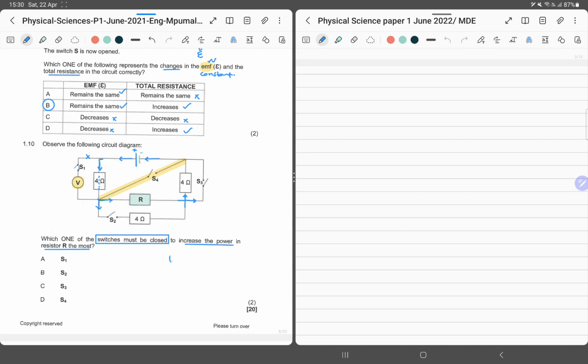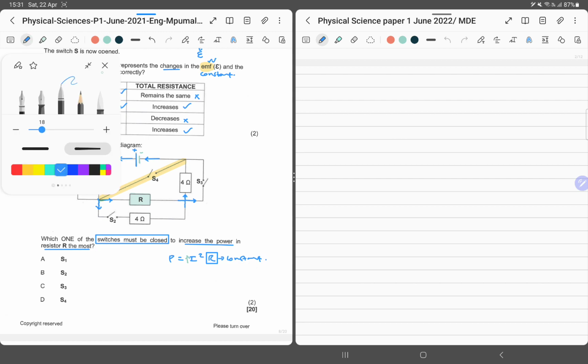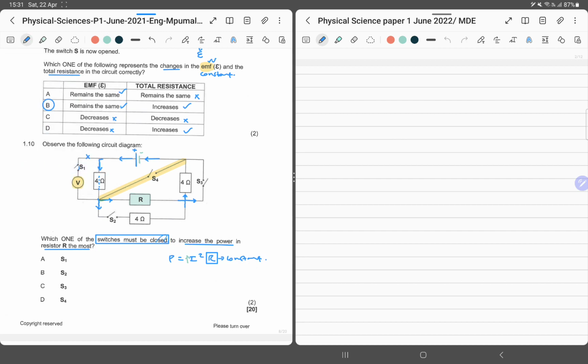So how do we increase power? Remember, power is I squared R. So resistance is essentially constant unless somebody tells us something else. That means the variable here is basically going to be current. So for us to increase the power, we need to increase the current basically. Now, how do we increase the current? That means we must drop the effective resistance of this circuit.